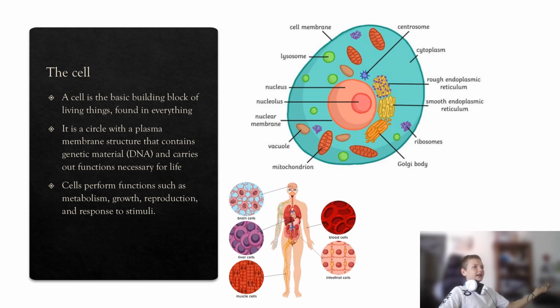The cell itself is kind of like a sphere shape, more like an egg, and it has a plasma membrane, as I mentioned before, and it's a structure that contains the genetic material, or DNA, and carries out functions necessary for life. DNA is kind of like a cell's set of biological instructions that it can use to tell itself what to do, kind of like a guide. And cells are important as they provide functions such as metabolism, growth, reproduction, and stimuli, which are all intricate and very unique, and they are all needed as we need them to live.